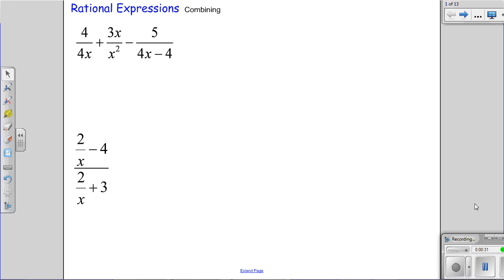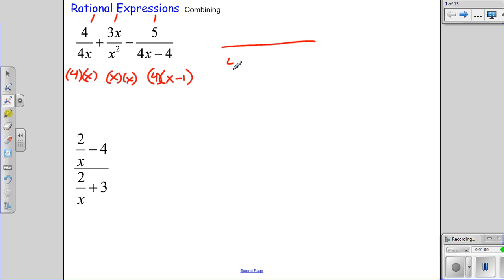Okay, so rational expressions. The key to combining rational expressions whenever we're adding terms. Okay, so here's the term, here's the term, and here's the term. We have to get a common denominator. So I'm going to find out the factors of each denominator. Here, this is a 4 and an x. This is really an x times an x. And I'm going to factor the last one, take a 4 out, and then we have x minus 1. So notice if I have a common denominator, I need a 4, I need an x squared, okay, those two x's put together, and then an x minus 1.